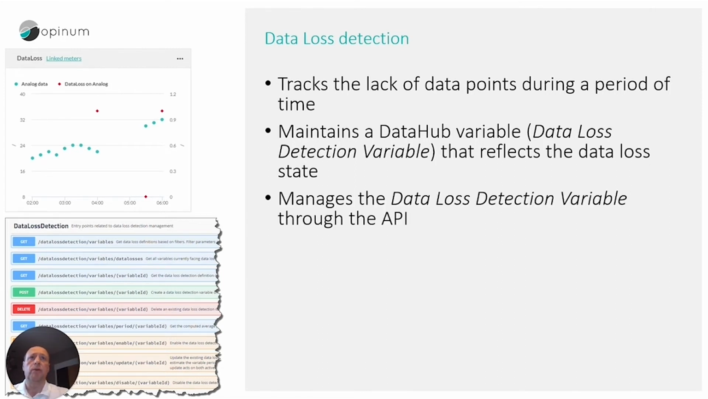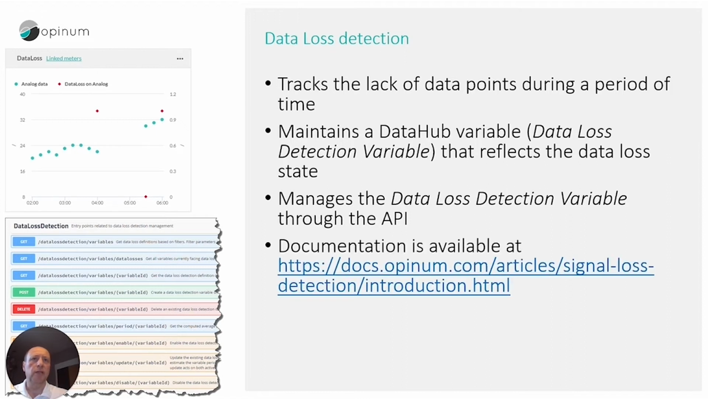You can manage, of course, all the data loss detection feature through the API, meaning that you can create, delete, modify data loss detections, and you may query some of the internal values maintained by the data loss detection feature, which is mainly the period of the signal that we will cover in the next slide. The documentation is available on our documentation site, docs.opinum.com.